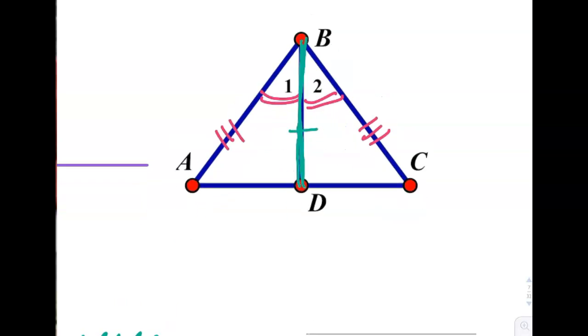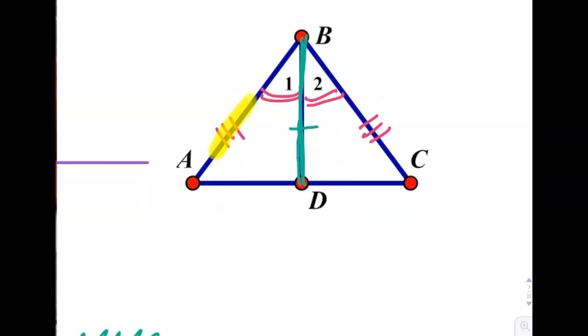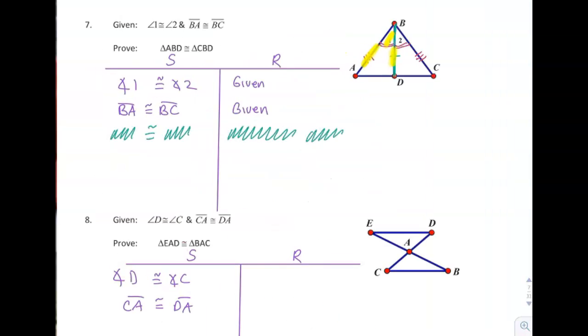Now, what do I have on the picture? Side, angle, side, in a cluster. Side, angle, side. So I write my prove line down. Triangle ABD is congruent to triangle CBD. Why? Because of side, angle, side.